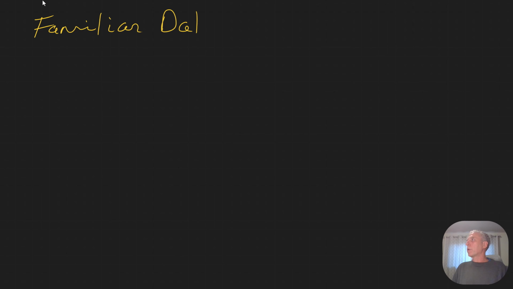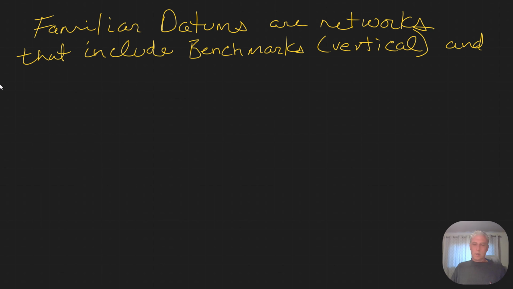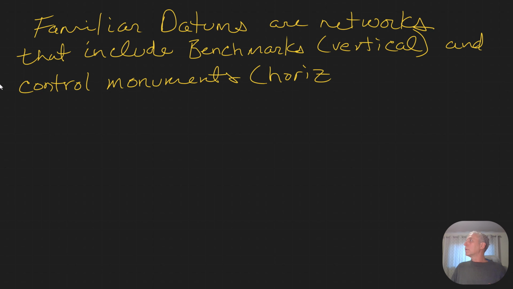So datums we're familiar with are networks that include the NGS benchmarks, and that would be for vertical datum, and control monuments, NGS control monuments, and that would be horizontal datums, as well as other published control.